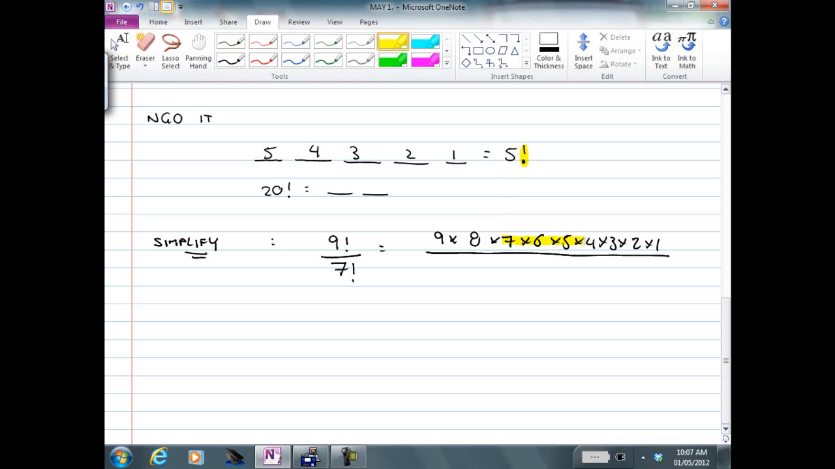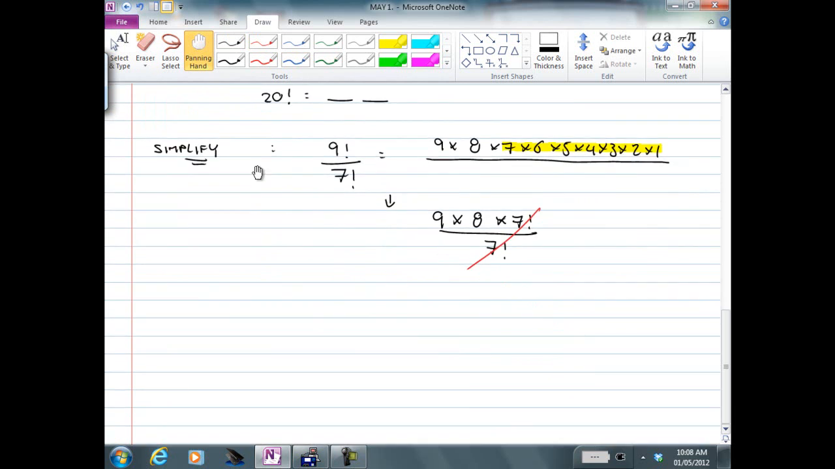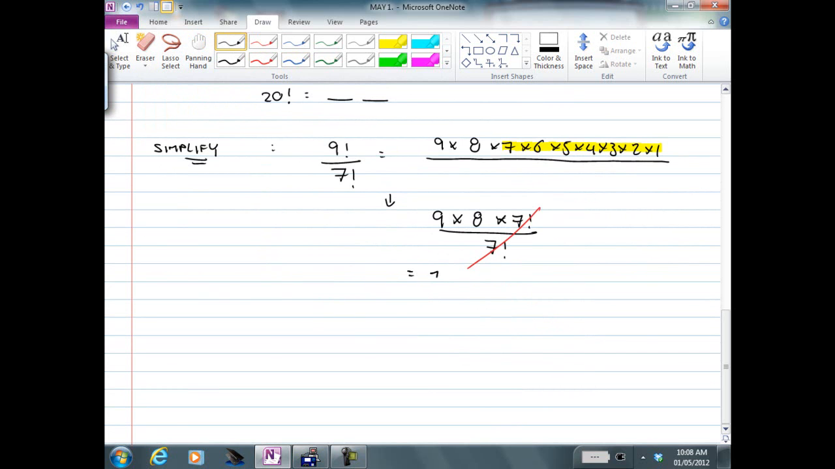Highlight this for me: 7, 6, 5, 4, 3, 2, 1. What's another way of writing that? 7 factorial. So would you agree I can rewrite this as 9 times 8 times 7 factorial over 7 factorial? Guess what cancels out? 7 factorial. Oh my goodness. You're left with 9 times 8. See, I don't need a calculator. I use the power of factorials. Equals 72. Voila.